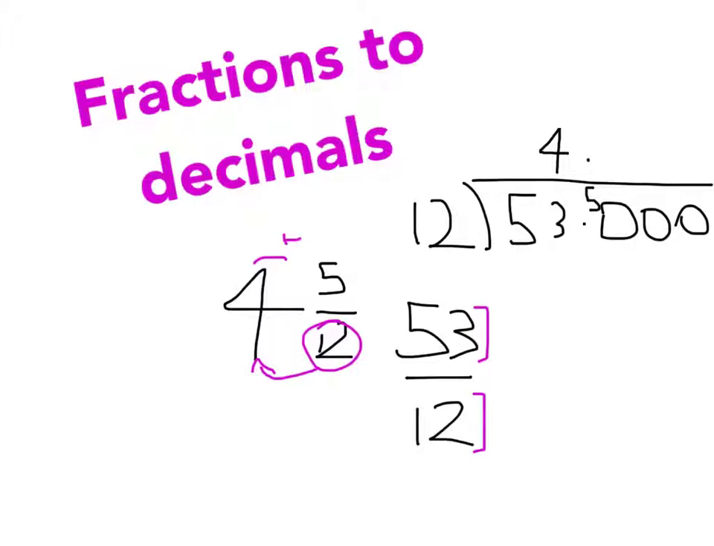Okay? How many times does 12 go into 50? 4. And there's a remainder of 2. Of course, 48. Okay? How many times does 12 go into 20? Once, with a remainder of 8. Then how many times does 12 go into 80? Oh, finally, I've got something.